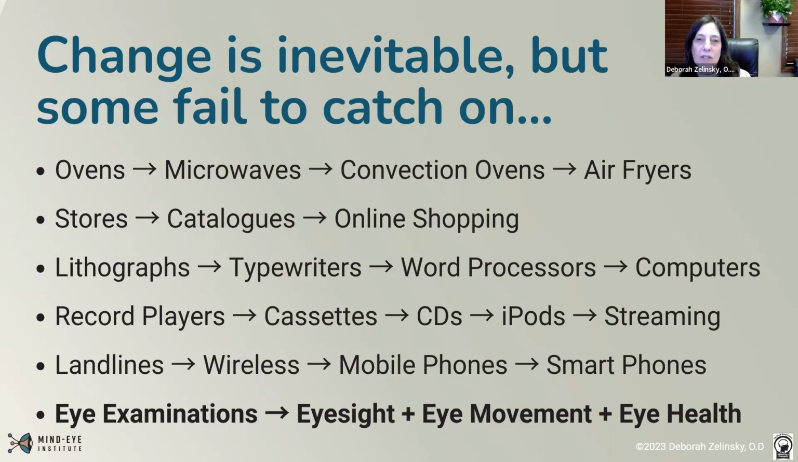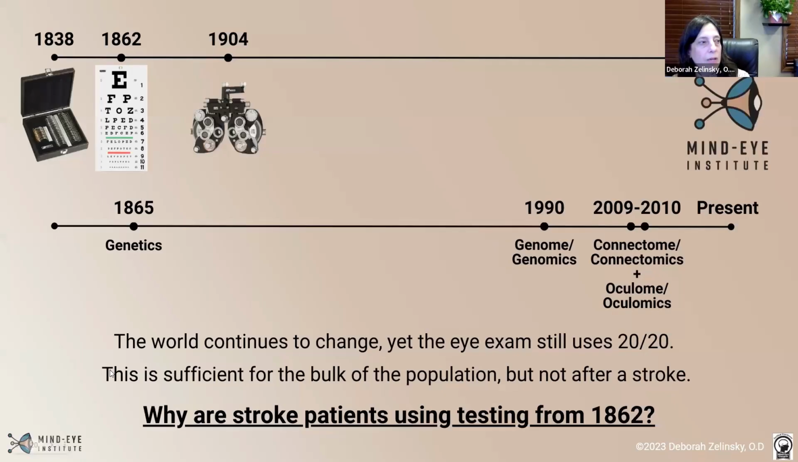There's eye examinations, starting with eyesight, eye movement, and eye health. And what we're trying to do at Mind Eye Institute is add to it for people who have brain injuries or strokes or autism or learning problems, because the eyesight or eye movement is not enough. You need a lot of visual processing testing. So here's an example from 1838 when lenses came about, 1862 when the eye chart was designed, to 1904 when the instrument that goes in front of your eyes was designed. And to just get a sense of other things.